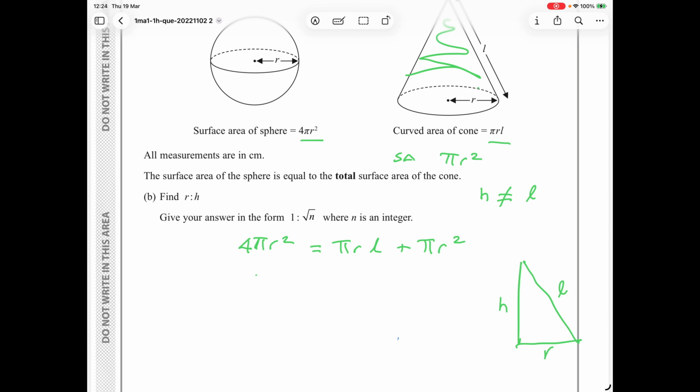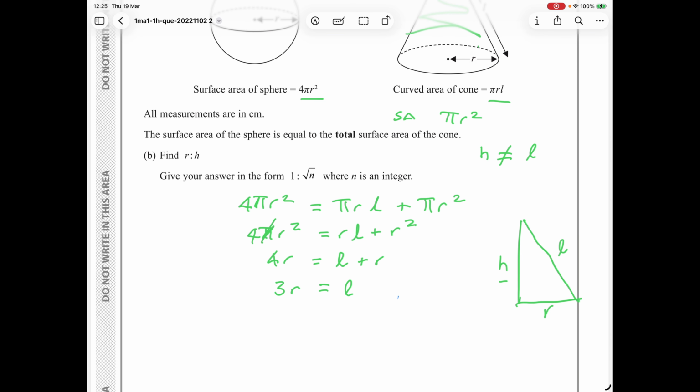So let's see what we can get rid of. We've still got the L there, so that's fine. Let's get rid of pi first. 4 pi r, let's get rid of that. So it's 4r squared equals rL plus r squared. Okay, that's our first thing. Then let's divide through by r. So we've got 4r equals L plus r. And now let's take away r from both sides. So we get 3r equals L. So if L equals 3r, then let's find out what h equals using this.